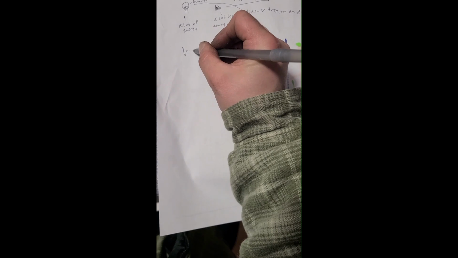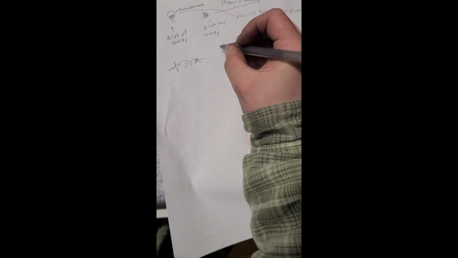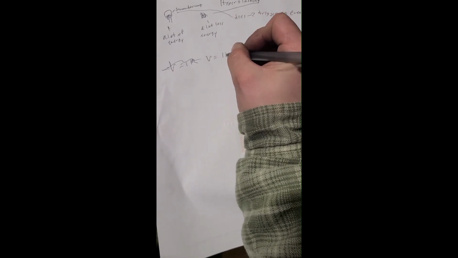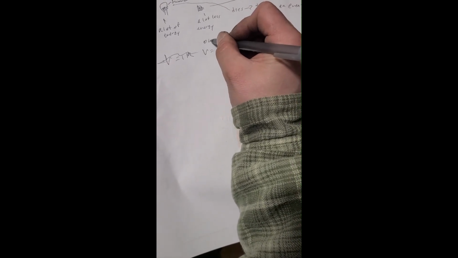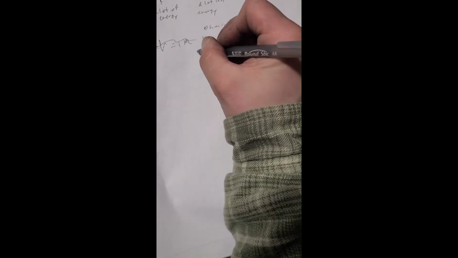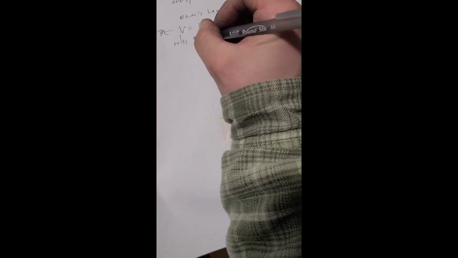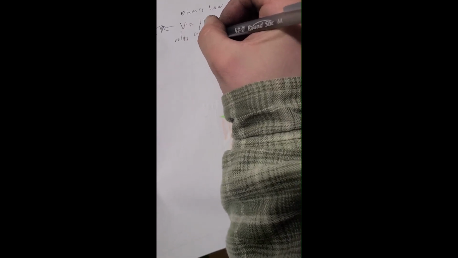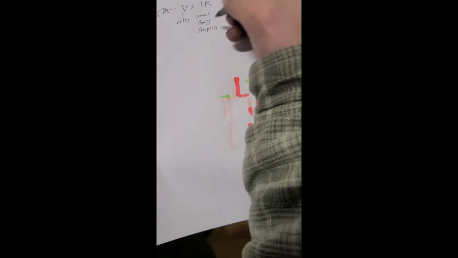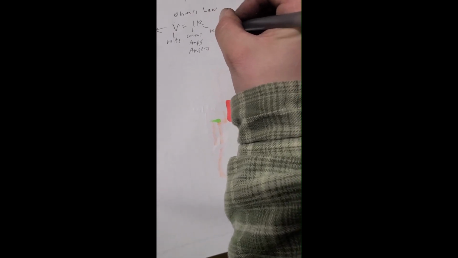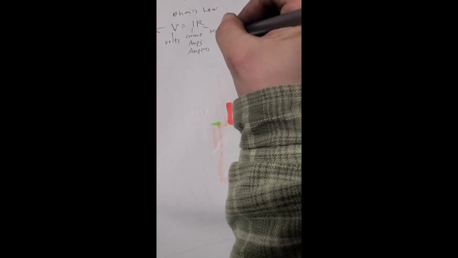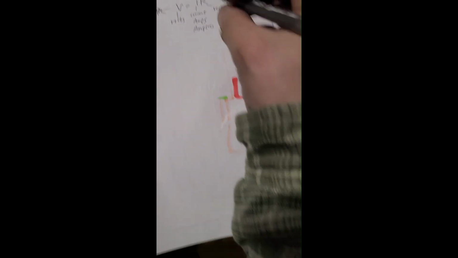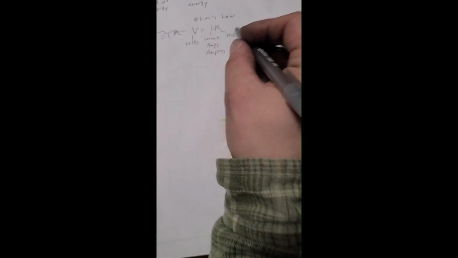So you have V equals IR. This here is, by the way, called Ohm's law. So V is voltage, measured in volts. This here is current, which is measured in amps or amperes. I believe that's how you spell it. And this here is resistance, which is measured in, of course, ohms. So IR, like I times R.